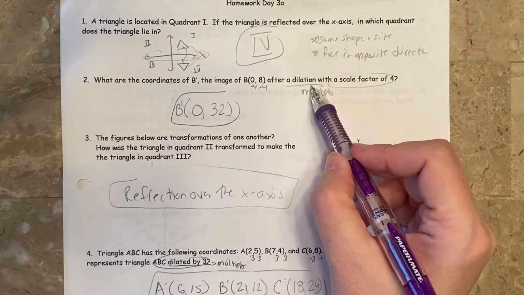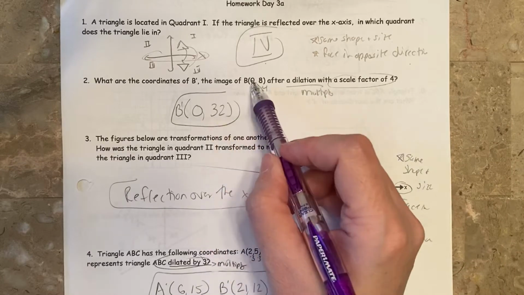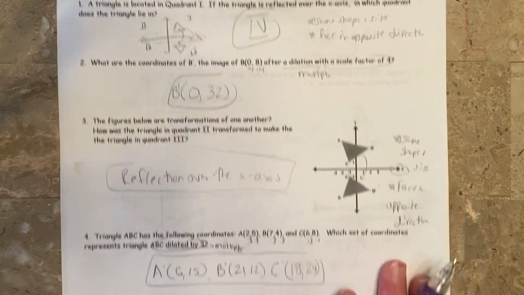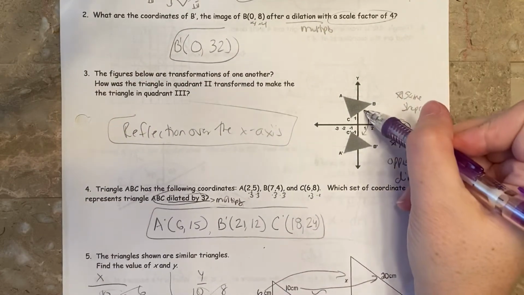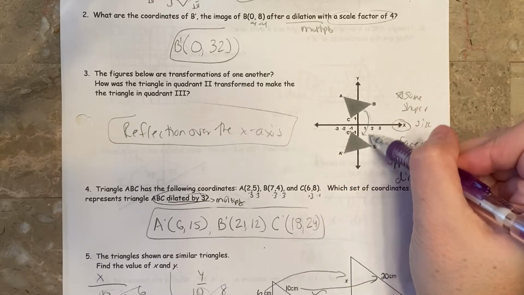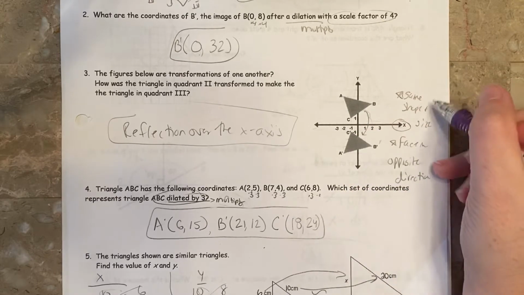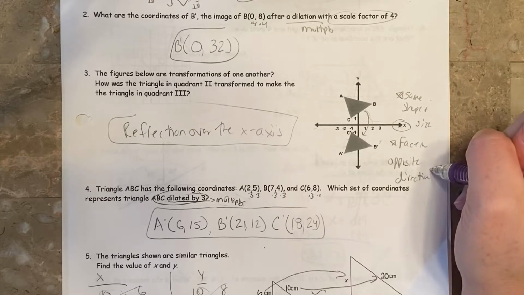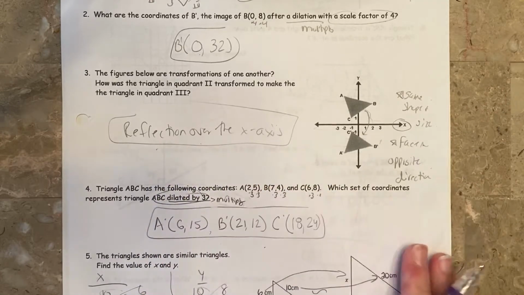Number 2, you're going to multiply by the scale factor. So 0 times 4 is 0, 8 times 4 is 32. Number 3, you have this top triangle. It's reflected over the x-axis, and it lands up here on this bottom triangle. You know that because they're the same shape and size, and they face an opposite direction. So reflection over the x-axis.